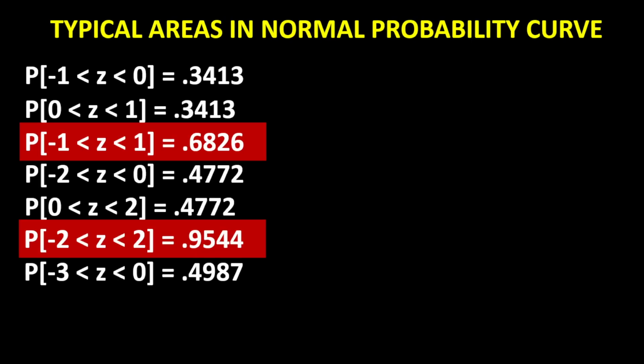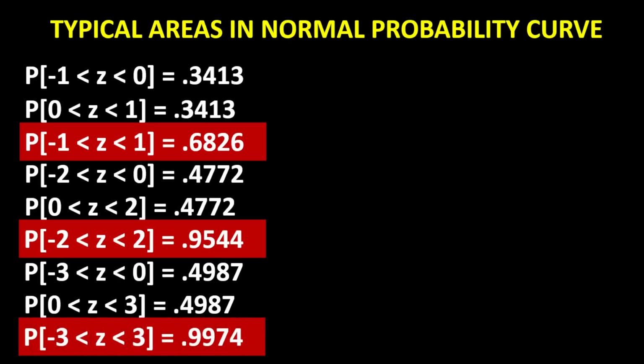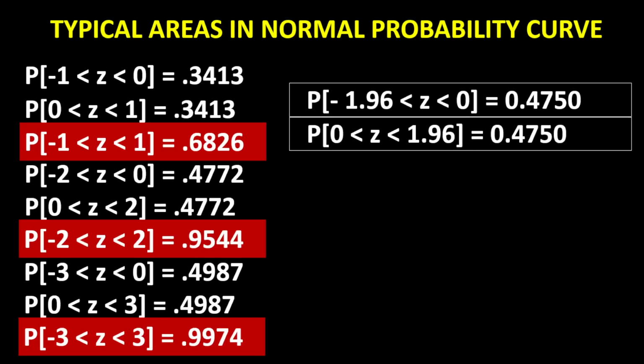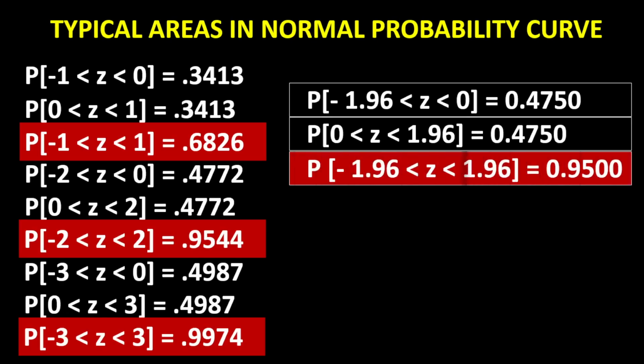Probability minus 3 less than Z less than 0 is 0.4987. Probability 0 is less than Z less than 3 is equal to 0.4987. Probability minus 3 less than Z less than 3 is equal to 0.9974. Probability minus 1.96 less than Z less than 0 is 0.4750. Probability 0 less than Z less than 1.96 equals to 0.4750. Probability minus 1.96 less than Z less than 1.96 equals to 0.9500.